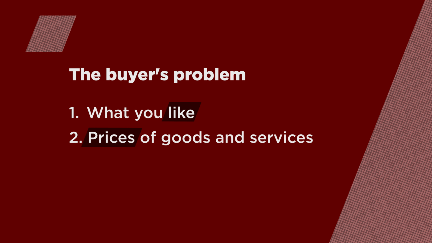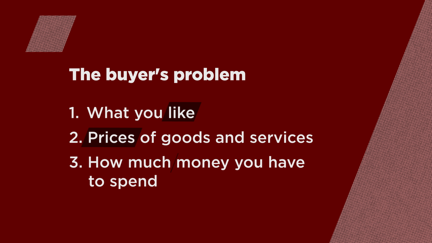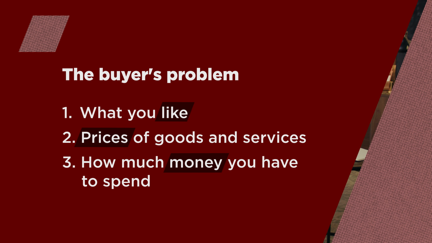So lastly, we need to think about how much money we have, as we're all constrained by a budget. So the buyer's problem combines the last two elements, what you like and prices, all constrained by your budget. So these three elements describe the buyer's problem. First, what you like. Second, prices of goods and services. And third, how much money you have to spend.